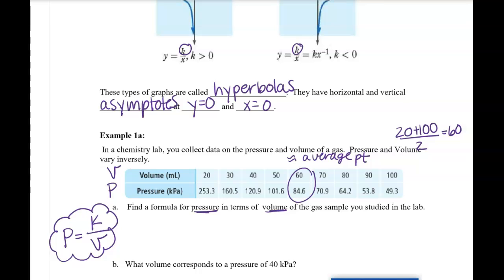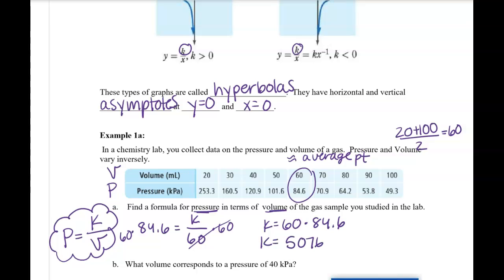If P equals K over V, then our pressure of 84.6 equals K over our volume of 60. Then we're solving for K. If we multiply both sides by 60, this fraction will just go away. So K is 60 times 84.6, which is 5,076. Calculator work, I didn't just automatically know that. So now that we have our K, we have P equals 5,076 over V.